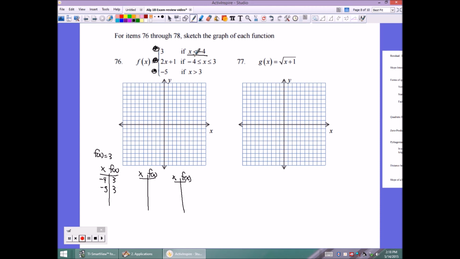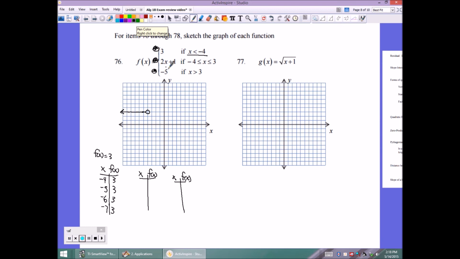But because it's not equal, I'm going to have an open circle at -4, 3. Any x that's less, -6, -7, all of them are going to be 3. So we're just going to have a straight line going across that way.